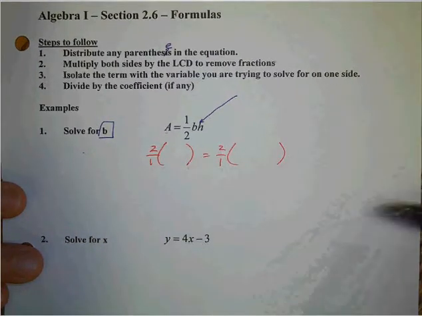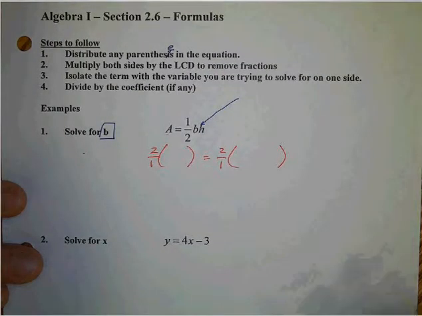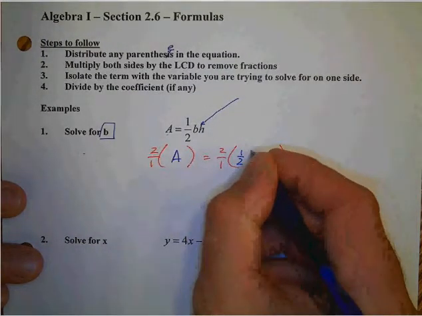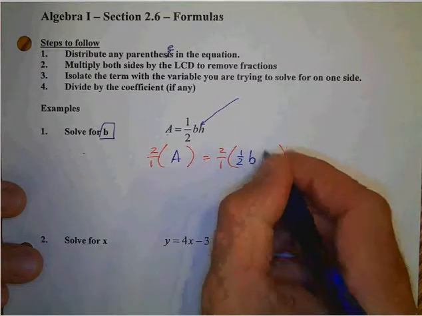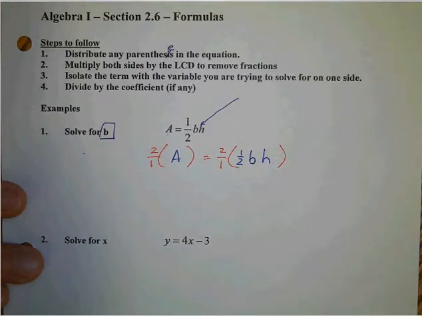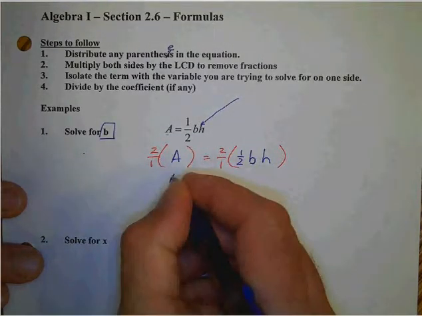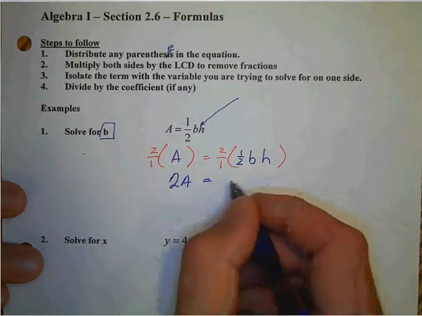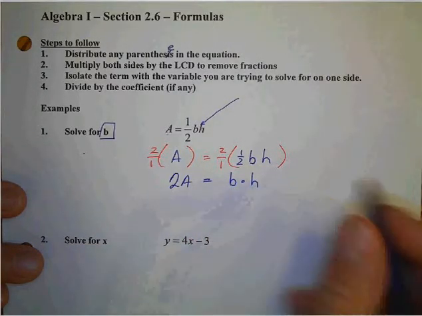Now, I've first written the 2/1 out front just so we don't forget what we're doing. And I'm going to recopy the remaining portion on the inside of the parentheses. 2/1 times a is simply 2a. 2/1 times 1/2 leaves us with b times h.